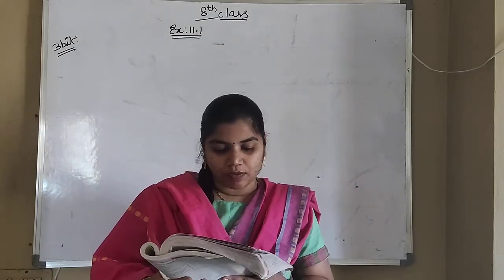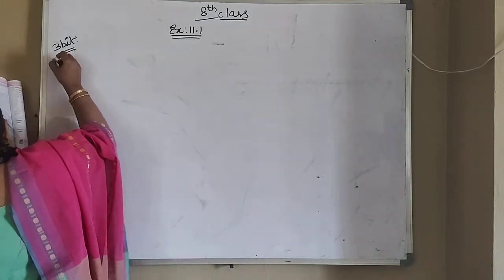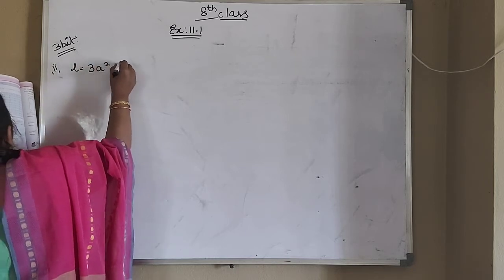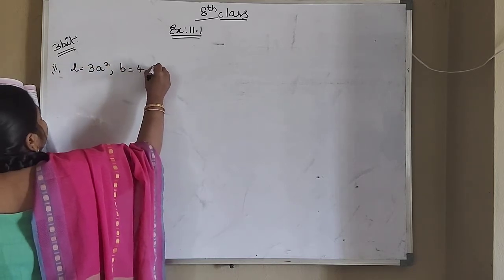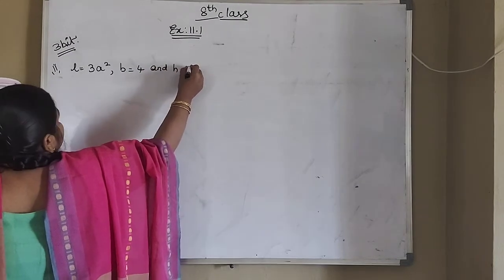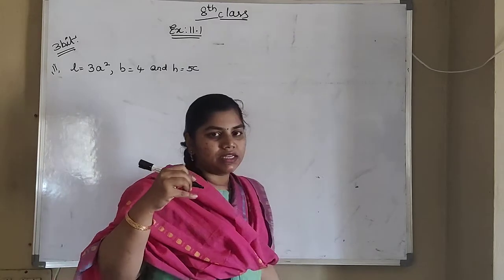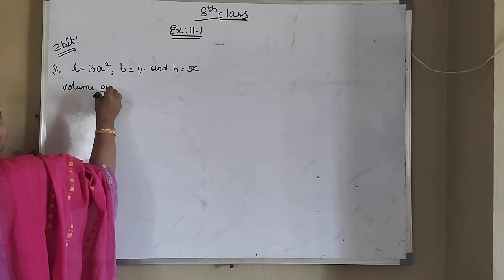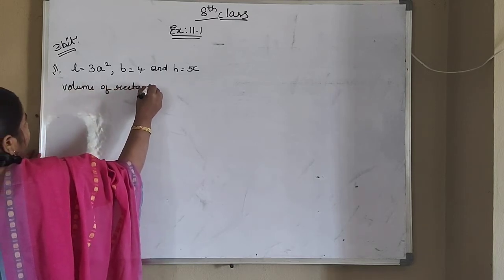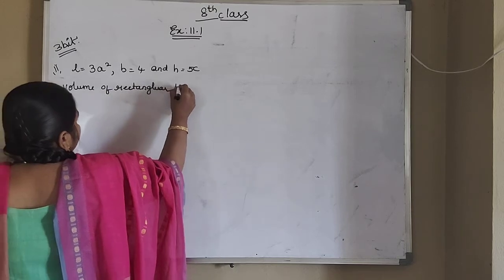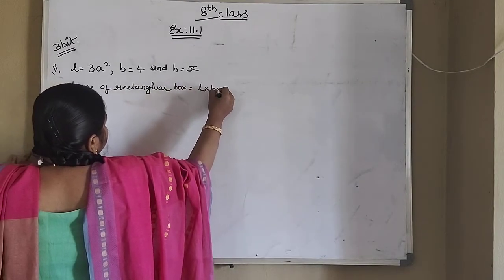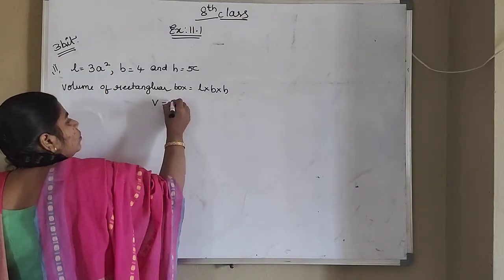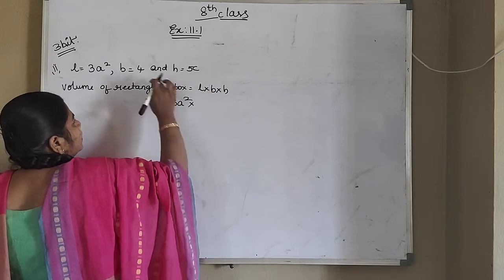The first one they have already given, so I am doing the second one. Third bit, second one. The length value they have given as 3a square, the breadth value as 4, and the height value as 5c. 5c is the height. We have to find the volume here. So the volume of the rectangular box is length into breadth into height. So volume is equal to, what is the length value? 3a square, into what is the breadth value?